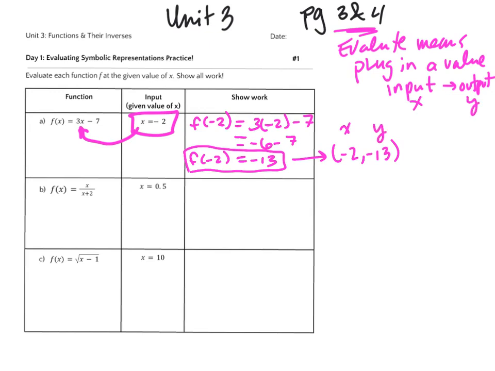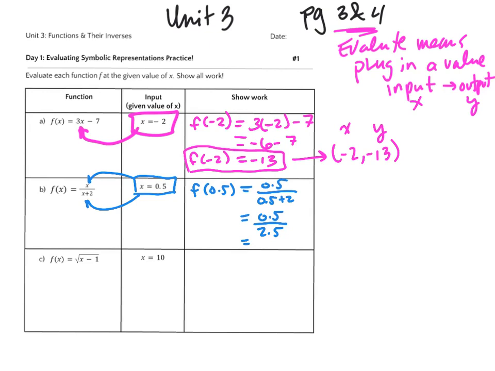Okay, let's change colors for the next one. x equals 0.5. Oh dear. Okay, so I have two x's, so I need to be a little bit mindful of that. So same thing, I'm going to write this f of 0.5 equals 0.5 divided by 0.5 plus 2. I'm going to write it like this because half plus 2 is 2.5. So then I'm like, okay, how many times does 2.5 go into 0.5?